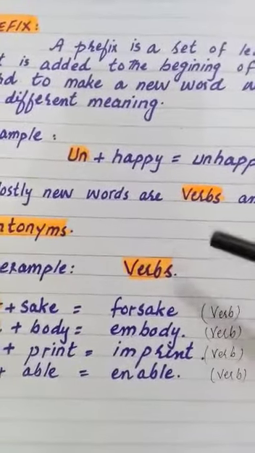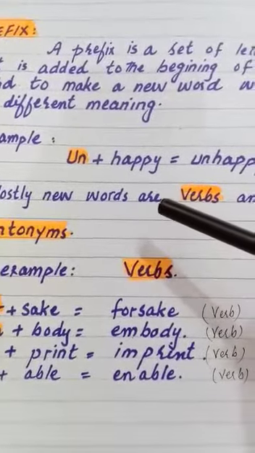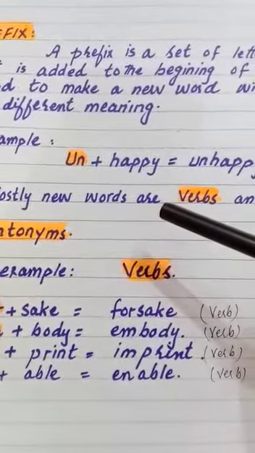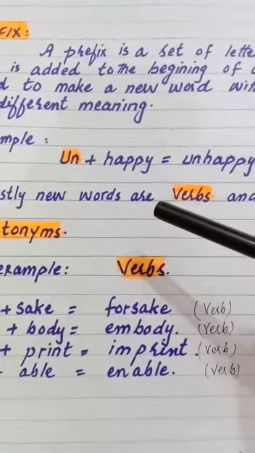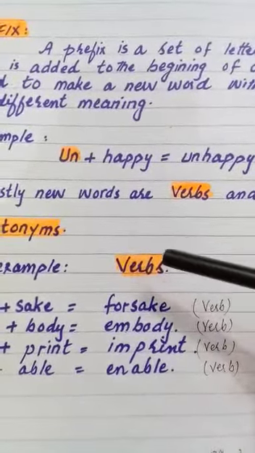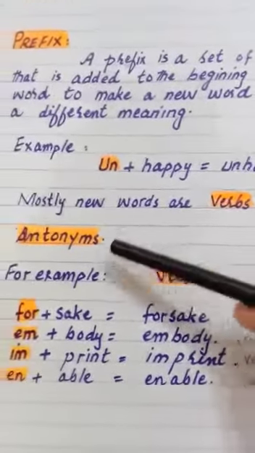So when we put prefixes to a word, the word which we get after putting the prefix will be either a verb mostly or an antonym. Now see the example of antonyms.